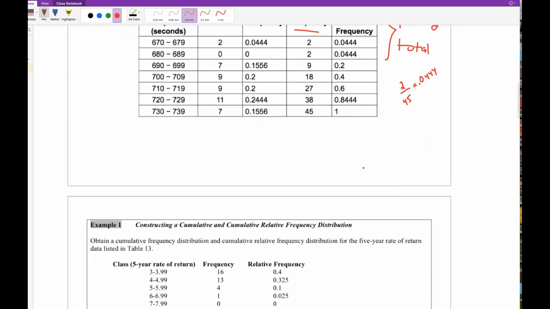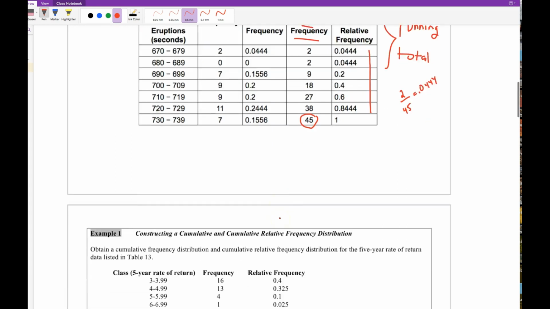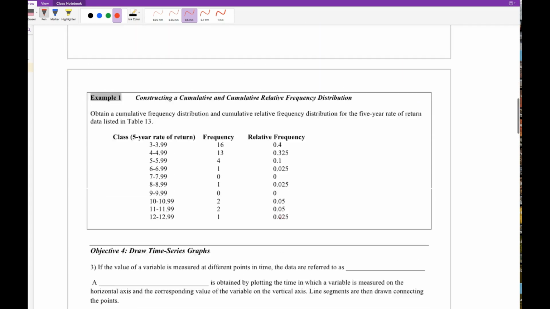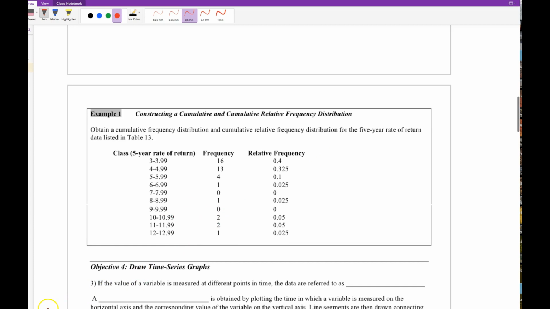An important characteristic here is that when you add this up, the sum has to equal 1 because it's 100%. This is the relative frequency. This gives you the total amount of 45. And so looking at this example real fast, we want to create a cumulative and relative cumulative frequency table for this. And so that's what we'll do. Think about how we would do that. I'm going to create it, and then it'll pop up on the screen right now.